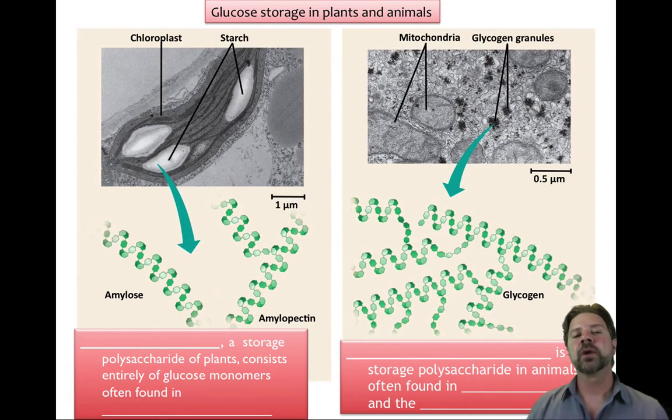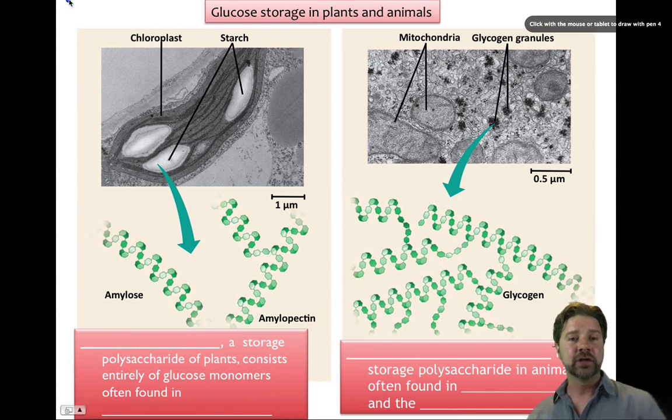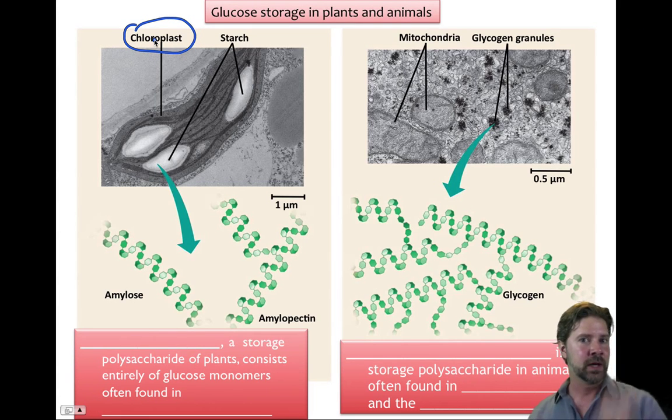On this slide here, we're going to look at the difference in glucose storage from plants to animals. So on the left, hopefully you saw right off the bat that you have a chloroplast up here. So this would be which type, plant or animal? I'm going to trust you that you know that one. And here we see some starch molecules. Now, they just look like big white blobs when we look at this little image of a chloroplast.